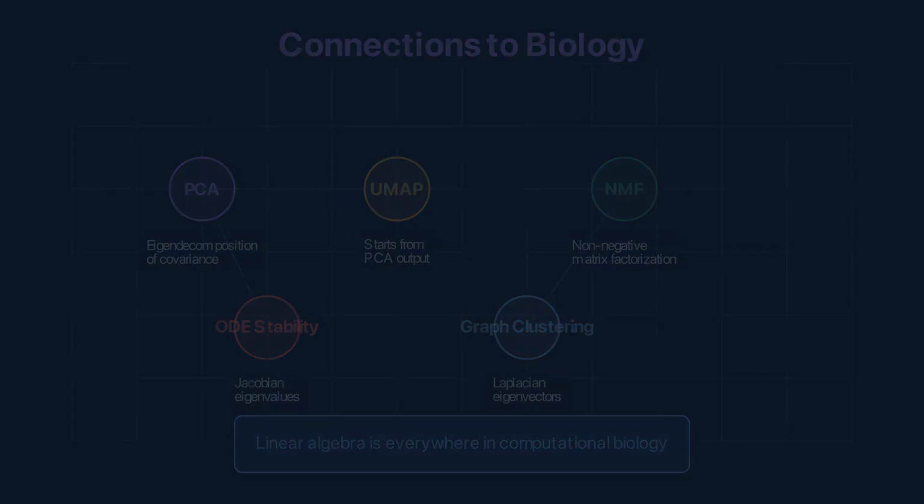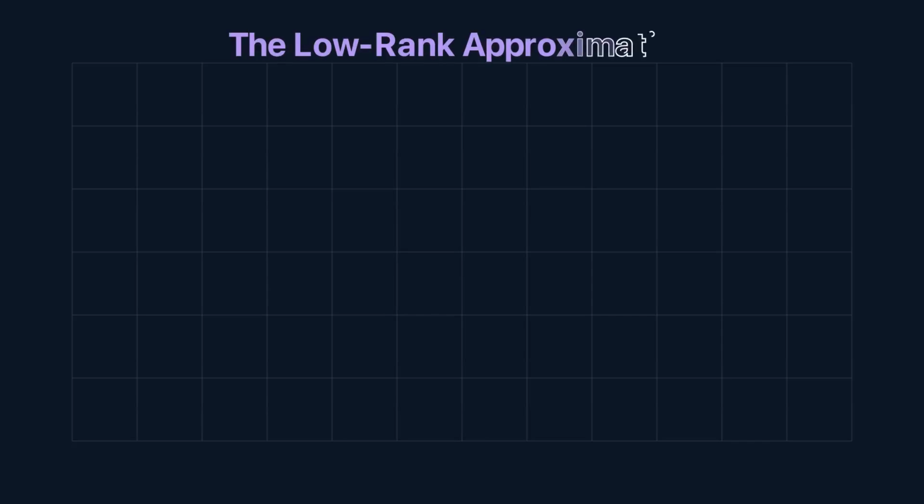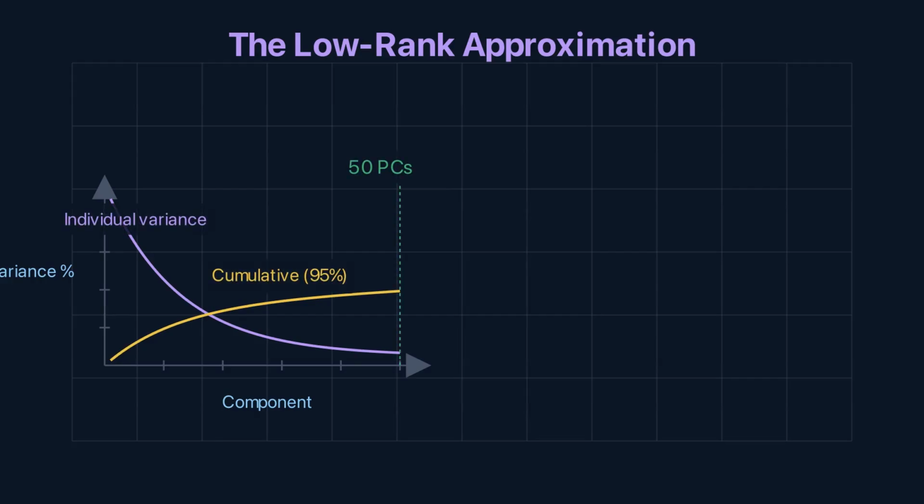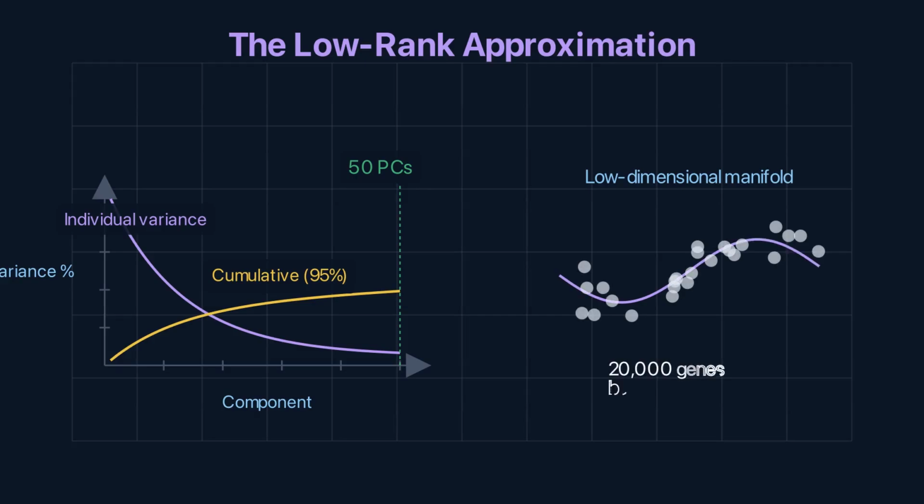Linear algebra is everywhere. 20,000 genes, but only 50 principal components capture 95% of the variance. The data lives on a low-dimensional manifold embedded in high-dimensional space. Why? Because gene regulation is modular. Hundreds of genes respond to the same transcription factor. Thousands co-vary because they belong to the same pathway.